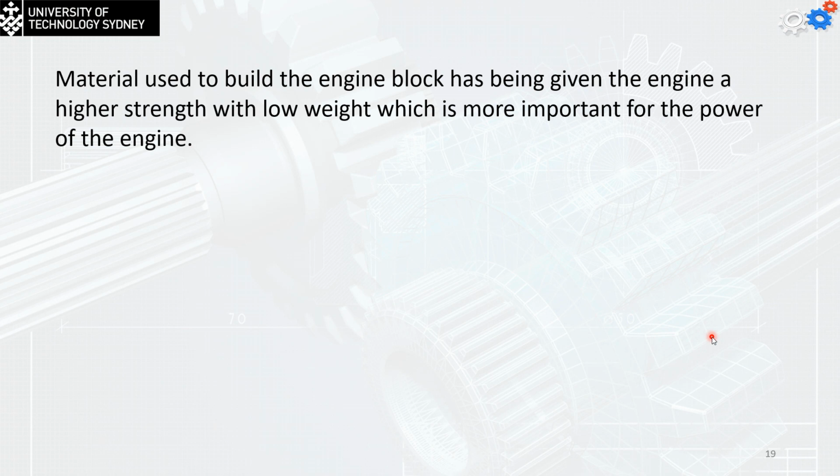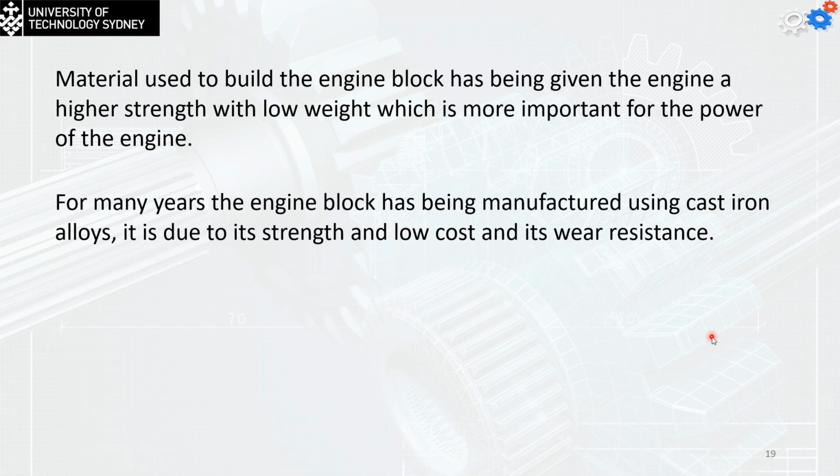At the same time, the weight is very important. That's why it's very hard to find any steel engine, because steel is quite heavy. So we tend to use a lighter material, which has the same specification of strength and thermal stability. For many years, the engine block has been manufactured using cast iron alloys, simply because the strength of cast iron is quite high, and cast iron also has good wear resistance.